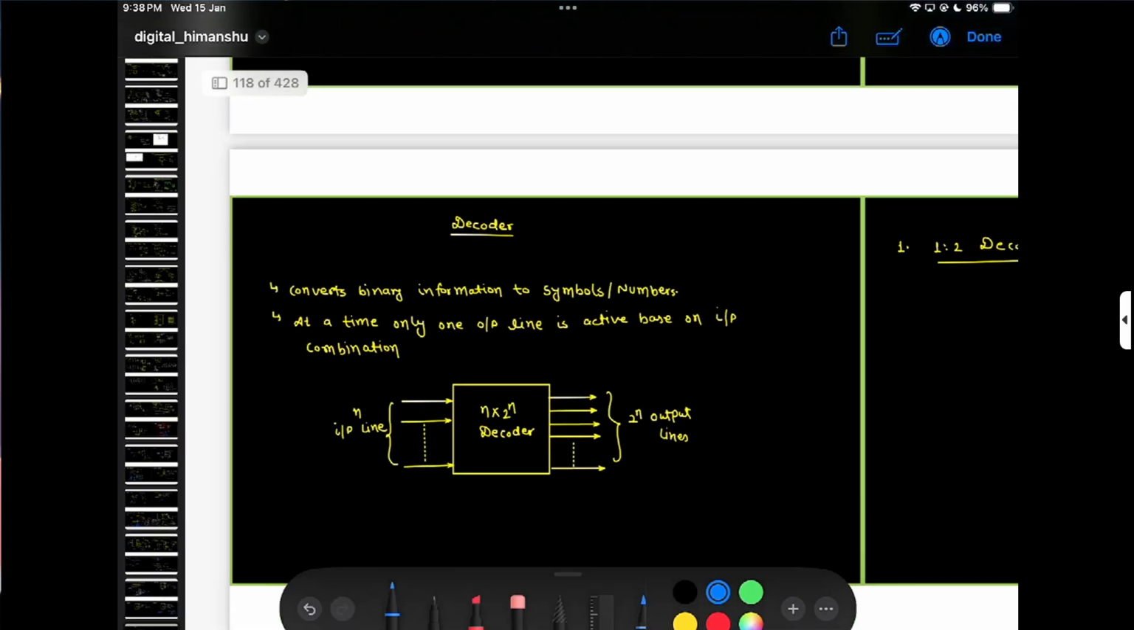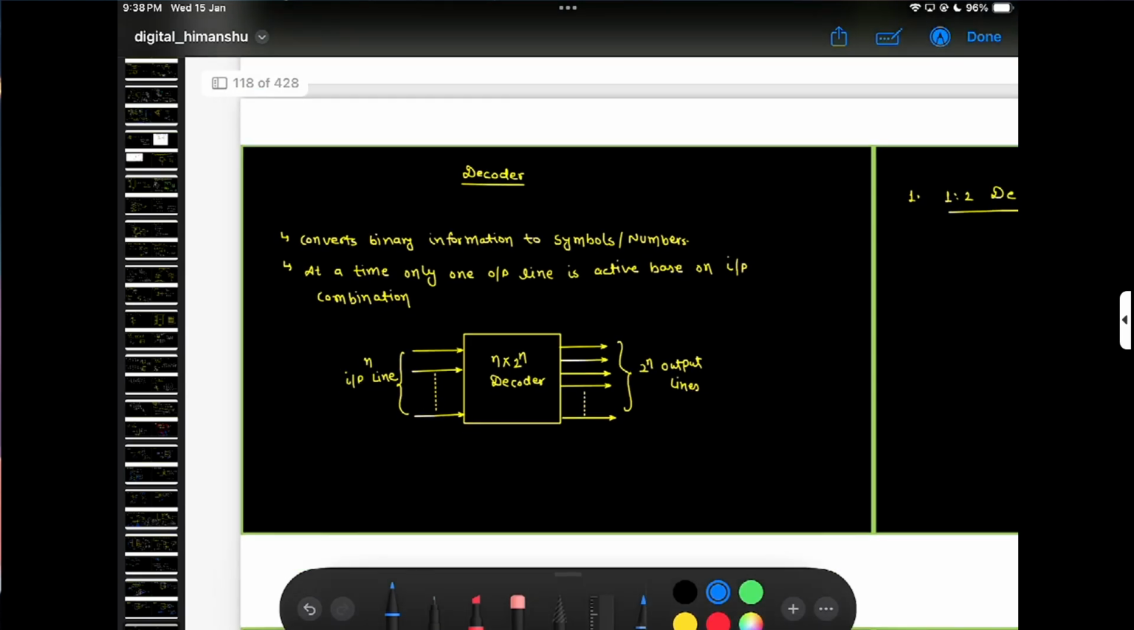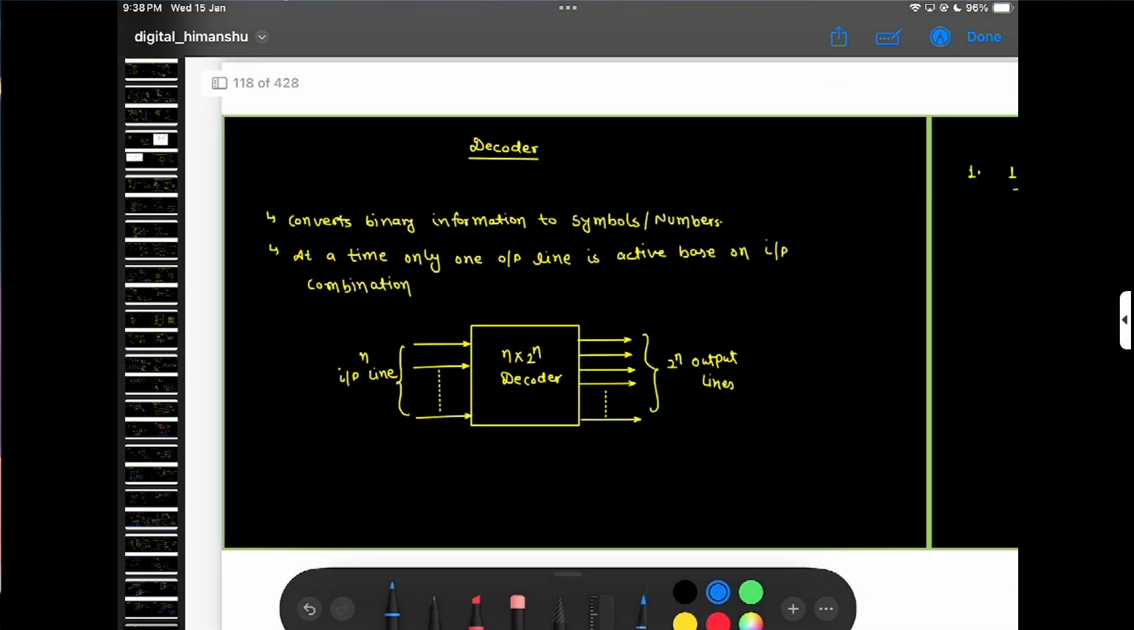Now the next topic is decoder. So what is a decoder? It converts binary information to symbols or numbers. That is a decoder.